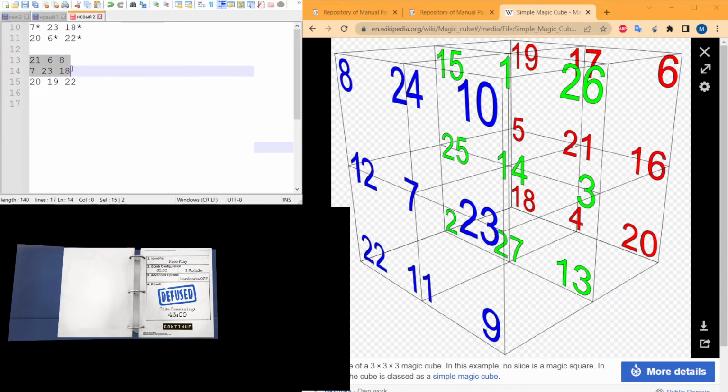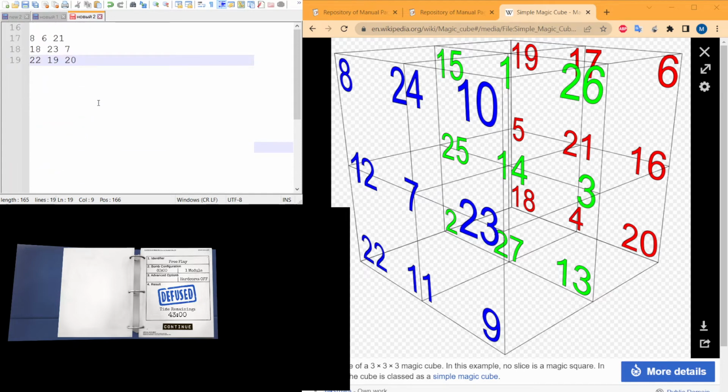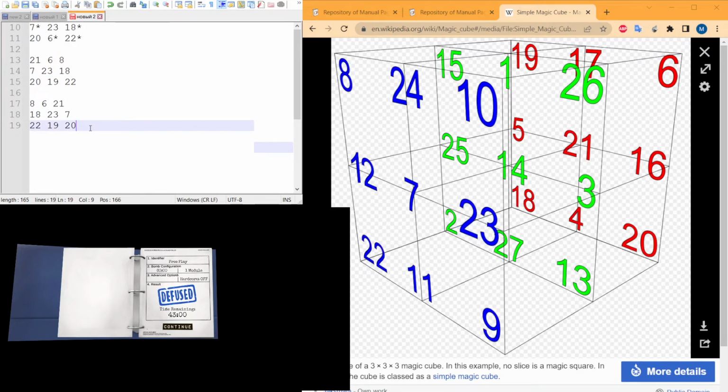So for example, for the third square you would have to do 8, 6, 21, 18, 23, 7, 22, 19, 20, and do so with each square. And then once again, starting from the beginning, you will have to complete them, and after completing, you will not have that. There won't be any pairs that have to be swapped left.